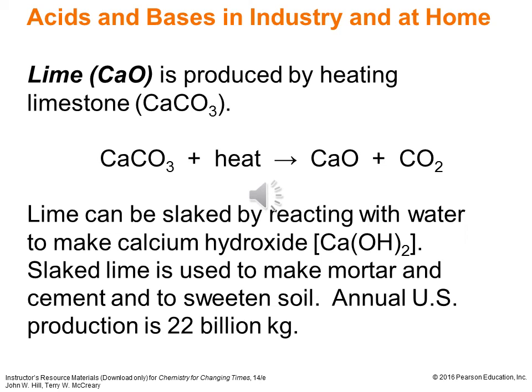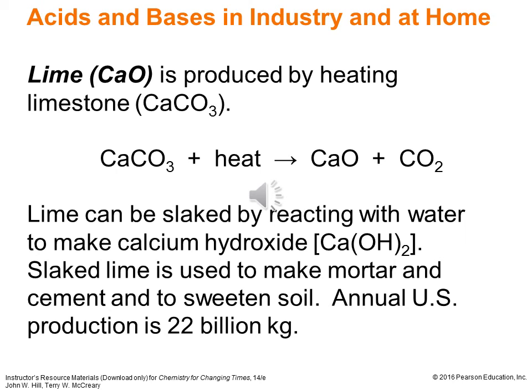Slaked lime is used to make mortar and cement, to sweeten soil, not so that we would eat it, of course, but so that it's more appropriate for plant life. That's what that term means. And here we have 22 billion kilograms per year in the U.S.